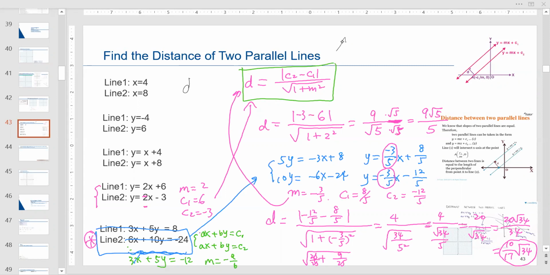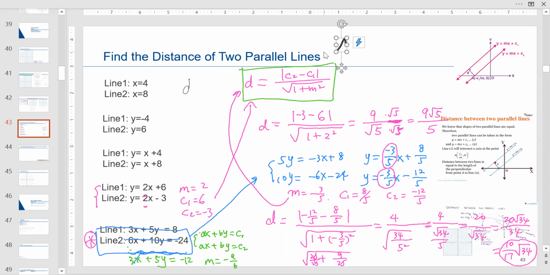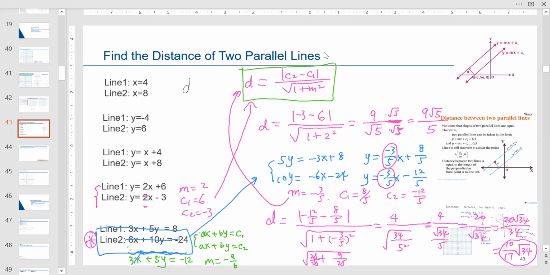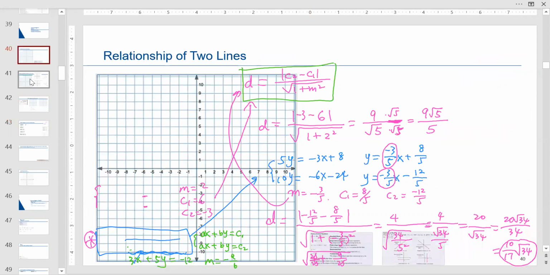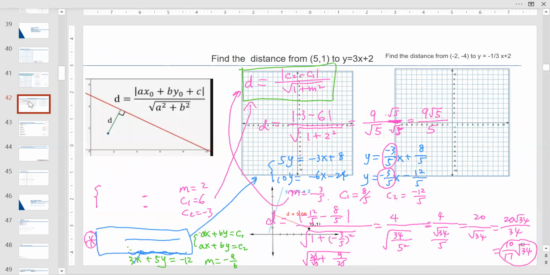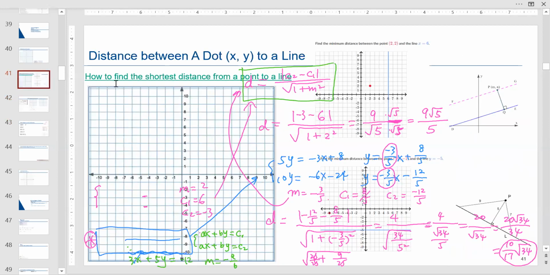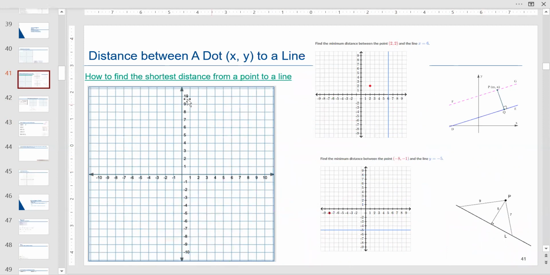Okay, so let's go back and see the distance from one point to one line. Go back to see how to find the distance from a point to one line. Let me do it this way.